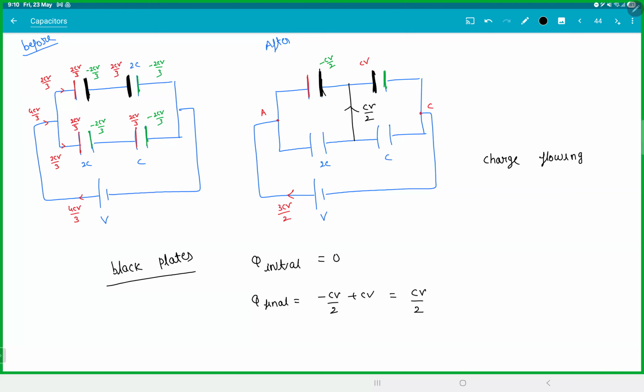In the exam, there'll be two options, CV by 2 going up, CV by 2 coming down. Does that logic make sense? That's how you have to figure it out. See what systems that switch is connected to. Find the charge on those systems before and after. Whatever is the difference must be through the switch only. Any doubts on this?